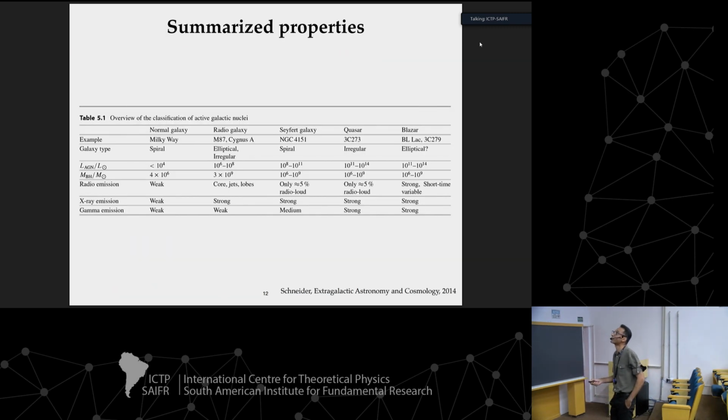Here are just some properties of AGNs. Just to stress that the luminosity of the AGN is measured in solar luminosities. You will find different classes. So normal galaxies have less than 10^4 solar luminosities. And then you have these radio galaxies, which are kind of low-luminosity AGNs. And then you have the most luminous objects, which are the quasars and blazars, where you can have up to 10^14 solar luminosities.